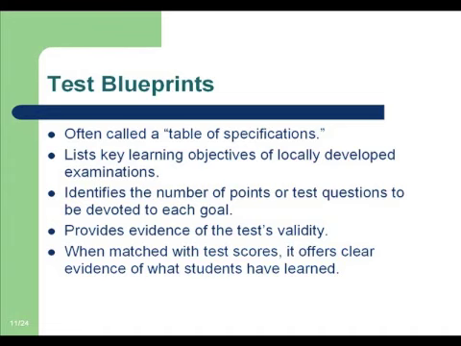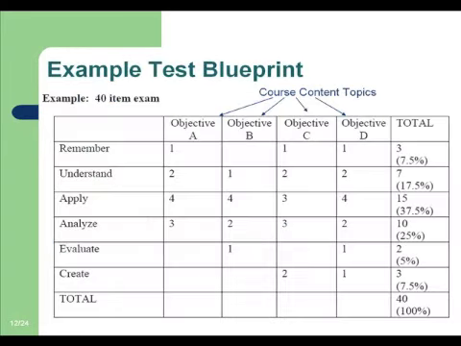The test blueprint would list the key learning objectives of your exams that you've developed. Test blueprint would identify the number of points or test questions to be devoted to each one of your goals or learning outcomes. If done right, a test blueprint can provide evidence of test validity, and when matched with test scores, can offer a clear set of evidence of what students have learned.